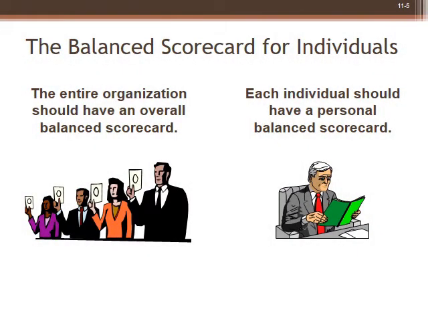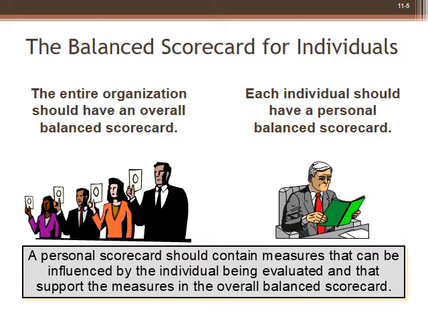So the beauty of the balanced scorecard is that while the entire organization has an overall balanced scorecard, each individual has his or her own balanced scorecard as well. A personal balanced scorecard should contain measures that can be influenced by the individual being evaluated and that support the measures in the overall balanced scorecard. A company has its own balanced scorecard and you have your own personal balanced scorecard. In that scorecard, you can see how much you are contributing to the financial goal, to learning and growth, to the internal business process goals, and to the customer-oriented goals as well.